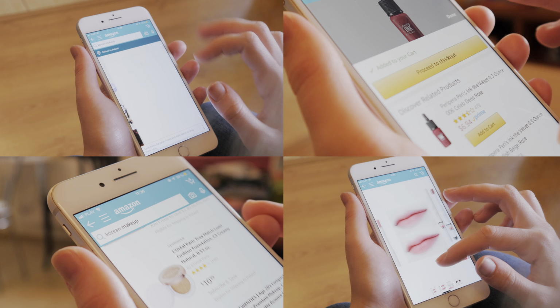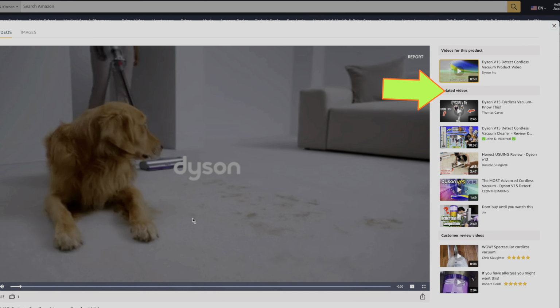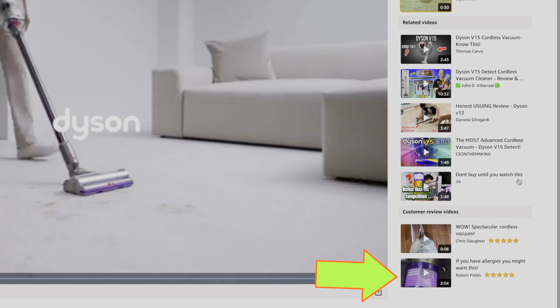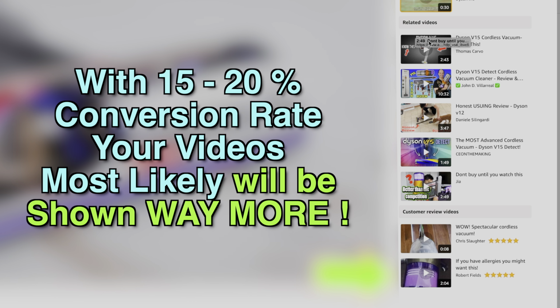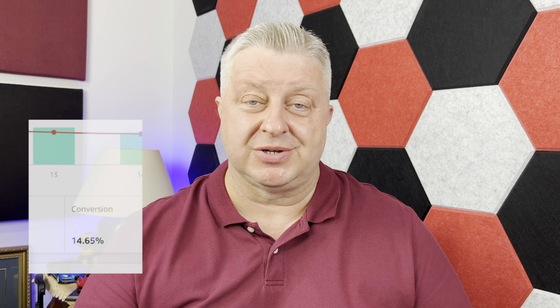Now equally important is the second one, which is conversion ratio, and that's actually the ratio of how many people watch your video and then how many of them decide to buy the product. And obviously for Amazon to show your videos, it's better if that number is high, preferably between 15 and 20%. And yes, Amazon also shows these metrics, so you can actually see your progress on the way. So let's start with the first one, the click-through rate.